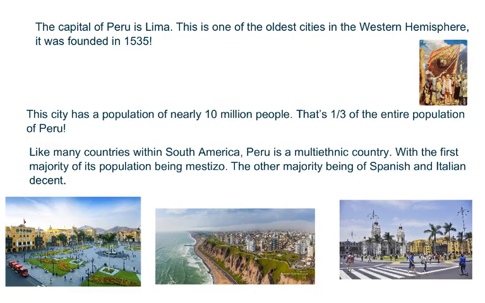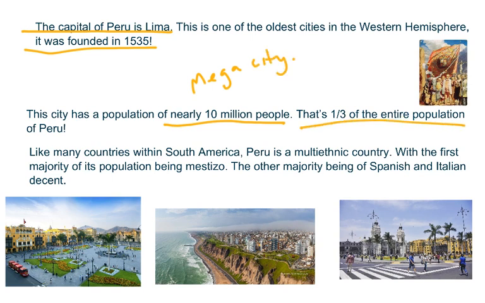All right, the next one, just some facts about Peru. The capital of Peru is Lima. And this is one of the oldest cities in the Western Hemisphere. And it was founded in 1535. So it is close to over 500 years old, which is very impressive and amazing. Now, this city has a population of nearly 10 million people. It is also known as a mega city. And that's about 1/3 of the entire population of Peru, which is huge.